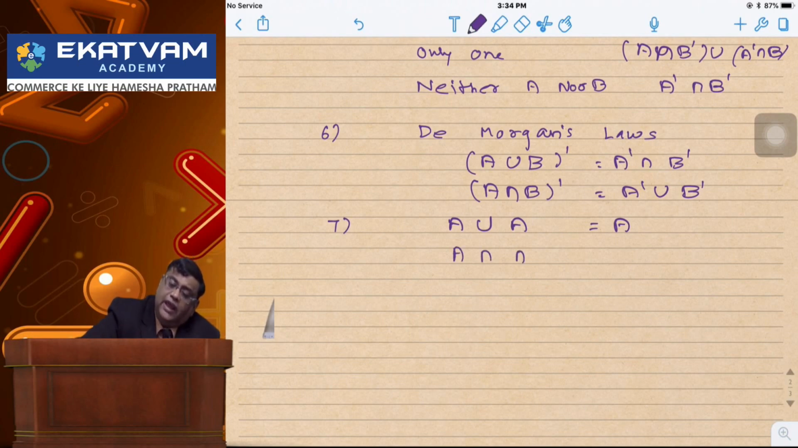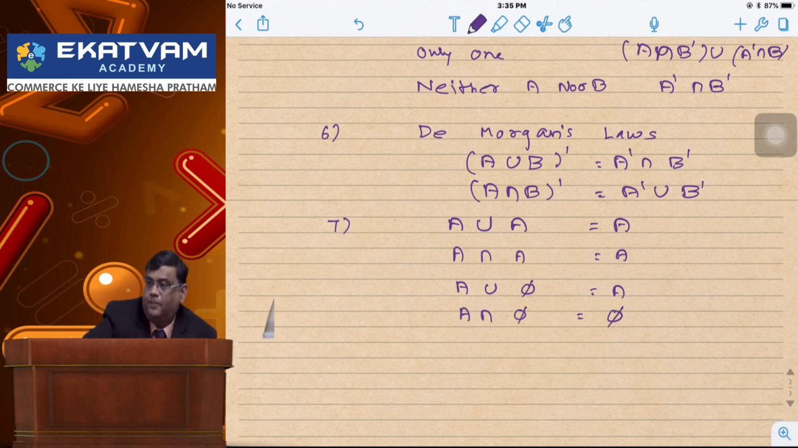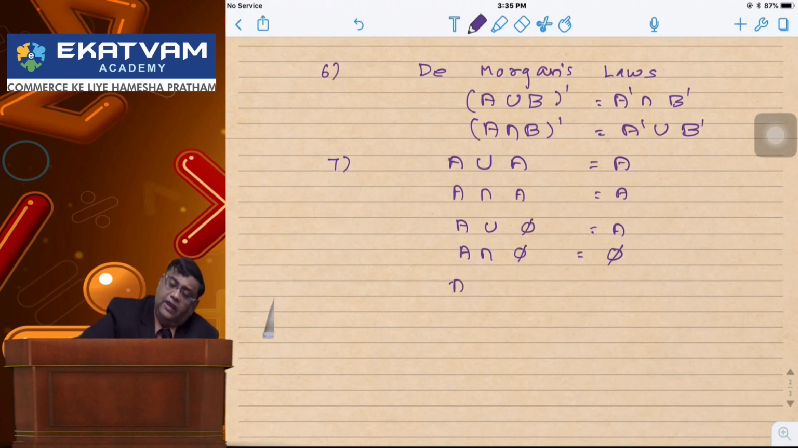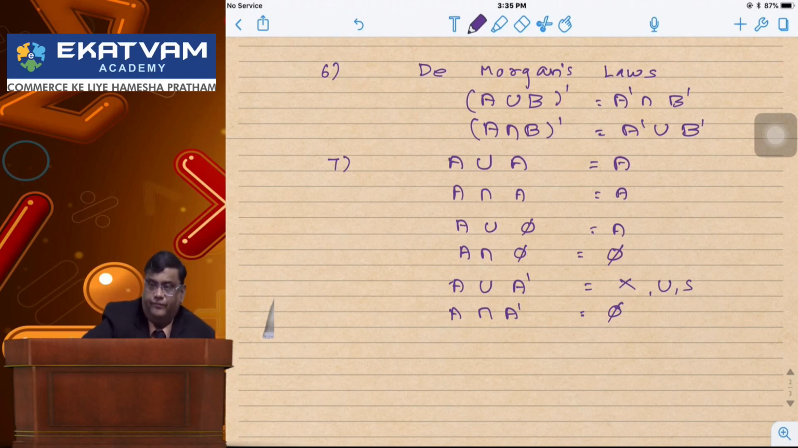A intersection A is also A. The common part of A and A is only A. A union phi will be A because nothing comes from phi. But A intersection phi will be phi because there is nothing common. A union A dash will be X or U or S, whatever. And A intersection A dash is phi. There is nothing common between A and not A.